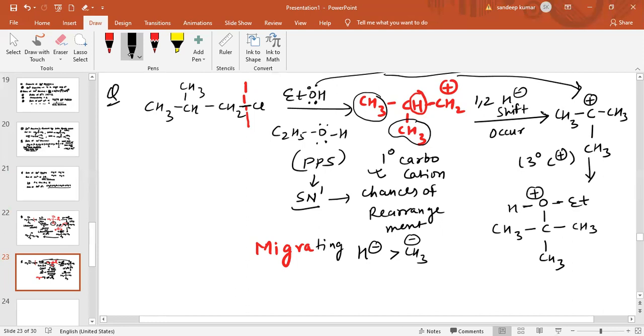Now what happens? The positive charge on oxygen is less stable, therefore the bond will break and H plus is removed. When H plus is removed, the final product obtained is CH3, CH3, CH3, CH3, and OEt. So this is the final product obtained by the SN1 mechanism. So we have discussed the SN1 and SN2 mechanisms and some questions about them. In the next lecture, we will discuss some more things about the mechanism.